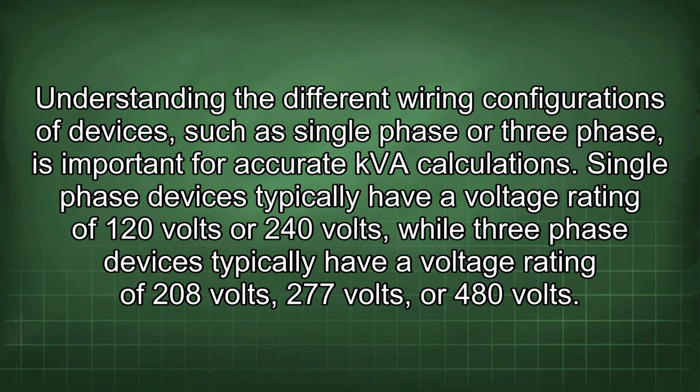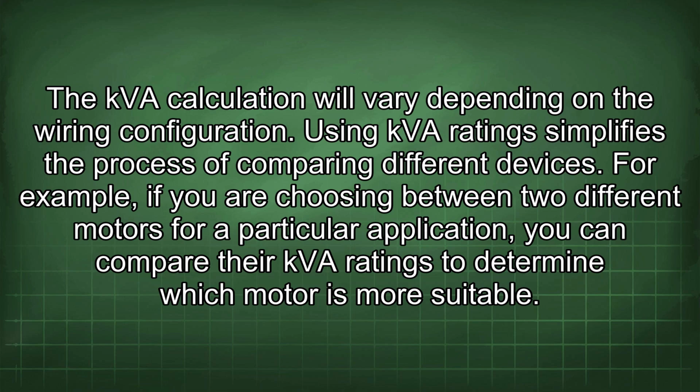Understanding the different wiring configurations of devices, such as single-phase or three-phase, is important for accurate kVA calculations. Single-phase devices typically have a voltage rating of 120 volts or 240 volts, while three-phase devices typically have a voltage rating of 208 volts, 277 volts, or 480 volts. The kVA calculation will vary depending on the wiring configuration.